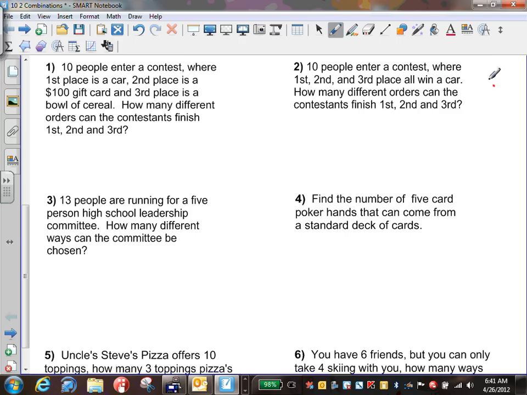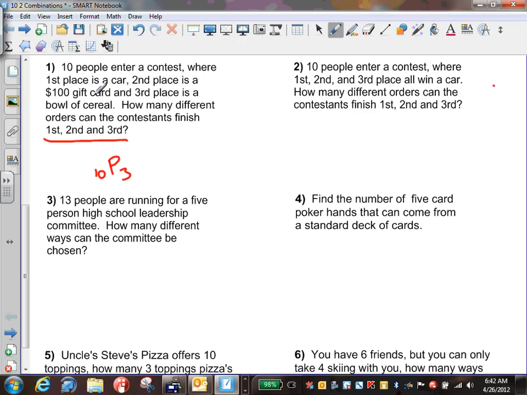10 people enter a contest where first place is a car, second place is a $100 gift card, and third place is a bowl of cereal. How many different orders can the contestants finish first, second, and third? Well, that's really simple. This is where order is important. So we have 10 pick 3. Okay, because obviously first place is a car, third place is a bowl of cereal.